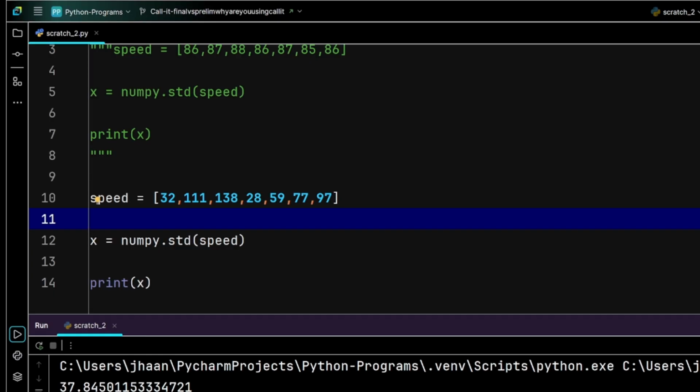So the higher the number is, the higher the standard deviation is, and the lower it is, the closer together the numbers are, meaning the lower the standard deviation is.